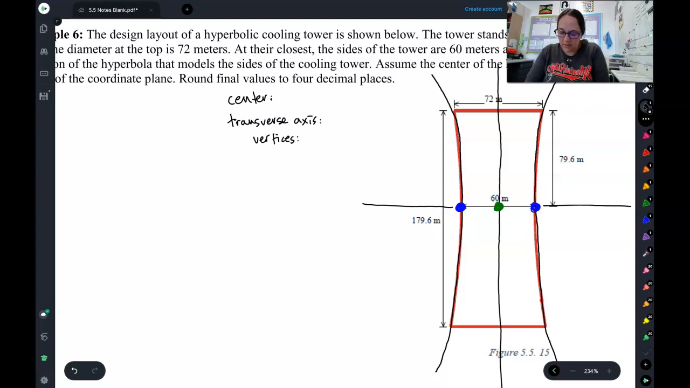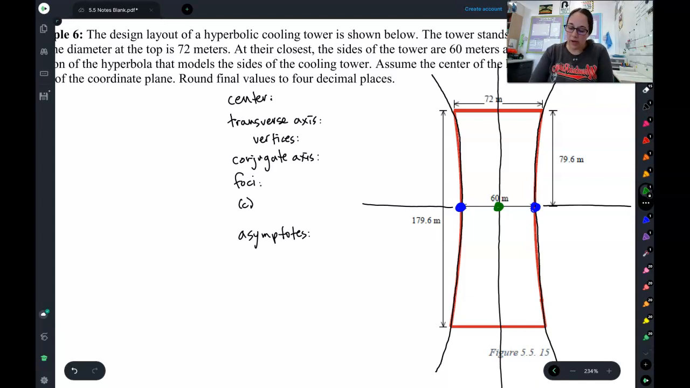So now that I've got that drawn, let's do all our hyperbola things. Vertices, conjugate axis, foci, and asymptotes. So I know my center is at 0, 0. I know my vertices, if this whole thing is 60, then I'm going to go out 30 on each side. So that's my transverse axis is 30, and my vertices are at (30, 0) and (-30, 0). And this transverse axis is right there on the x-axis, so that is at y equals 0.